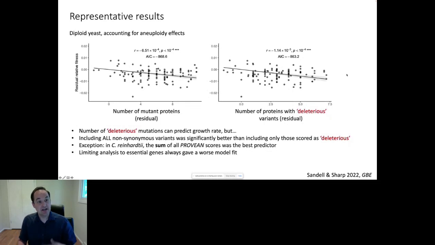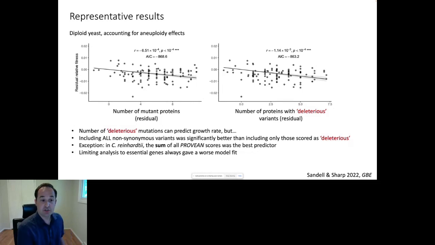And so what this means is that actually including all of the non-synonymous variants in the data set gave a significantly better prediction than including only those variants that were scored as deleterious. And that was somewhat surprising to us, given the popularity of this method and the high level of control that we have over our genotype and phenotype measurements.